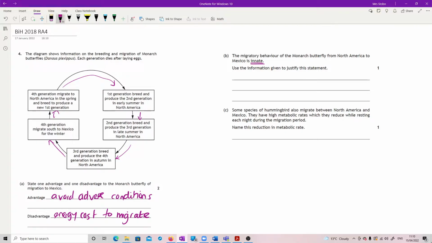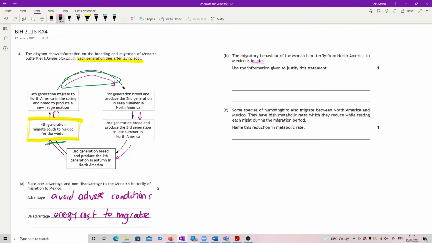So innate means that it's unlearned. Okay, unlearned behaviour means that you cannot learn it off someone else. And you look at who actually migrates to Mexico, it is the fourth generation. And it also tells you each generation dies after laying its eggs. So if that's the case, this generation, the fourth generation that originally came up here on this one, are not around here. So if they're not around, they can't explain, show, tell, or whatever butterflies do.